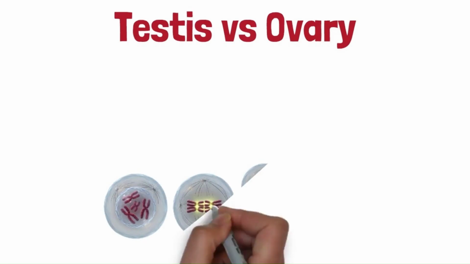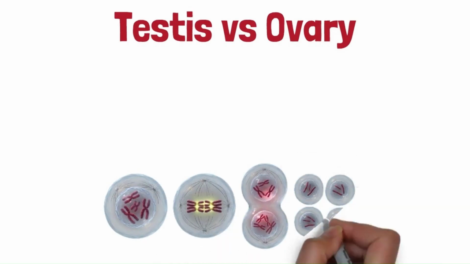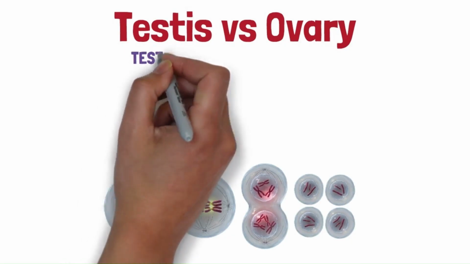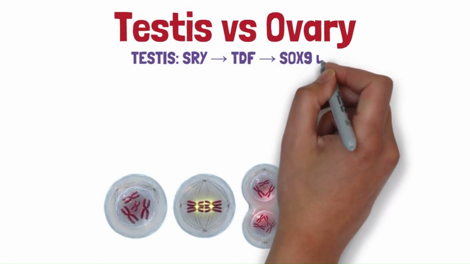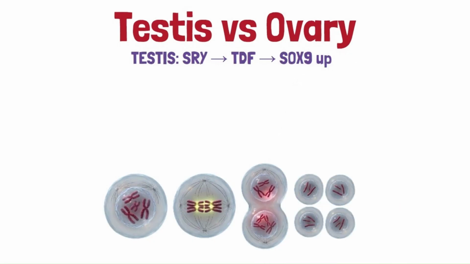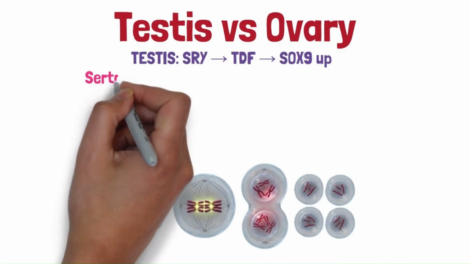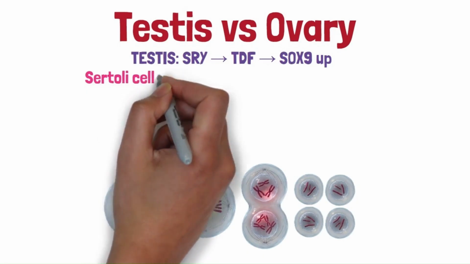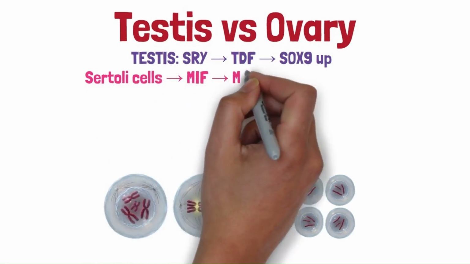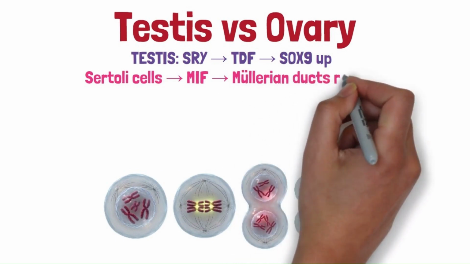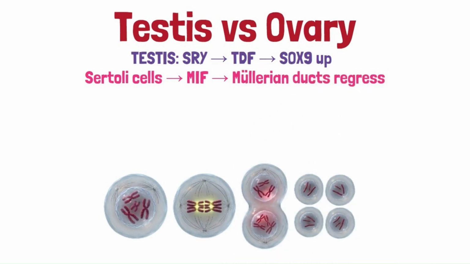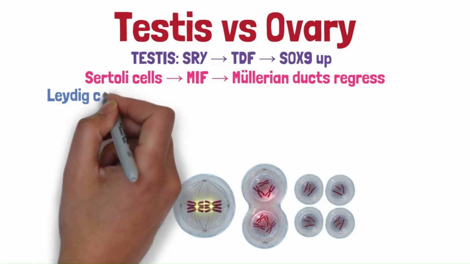Now let's follow each pathway to completion. In the male, SRY triggers testis determining factor, which upregulates SOX9. Sertoli cells then secrete Müllerian inhibiting factor, MIF, which makes the paramesonephric ducts regress. Leydig cells produce testosterone, which stabilizes the Wolffian ducts into the epididymis, vas deferens, and seminal vesicle.